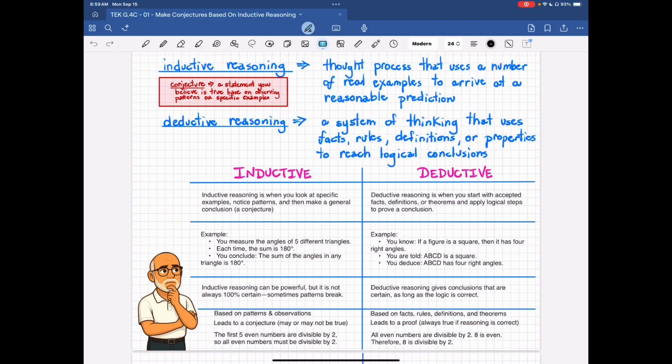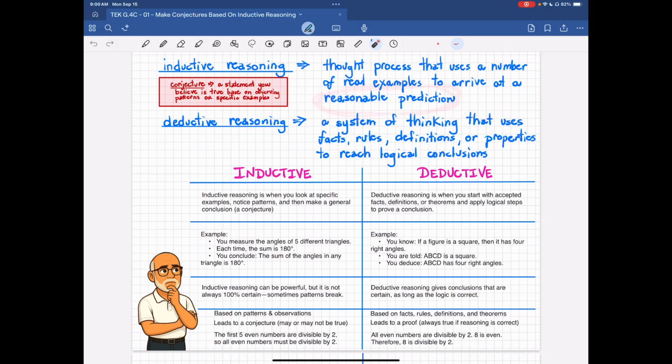This section begins with a bunch of definitions, and these definitions are important. I don't need for you to remember the definition word for word, but I do need for you to understand the essence of what those phrases or words mean. So the first phrase that we're going to look at is inductive reasoning. Inductive reasoning can be defined formally as a thought process that uses a number of real examples to arrive at a reasonable prediction, okay?